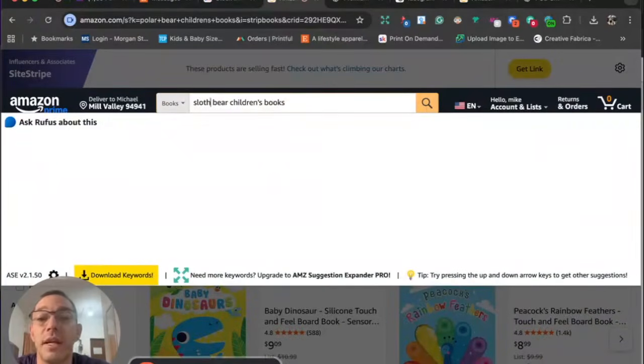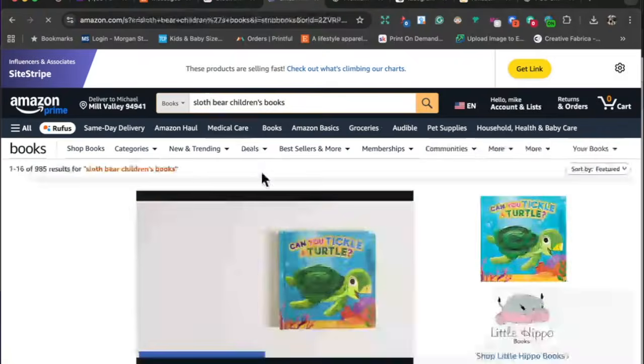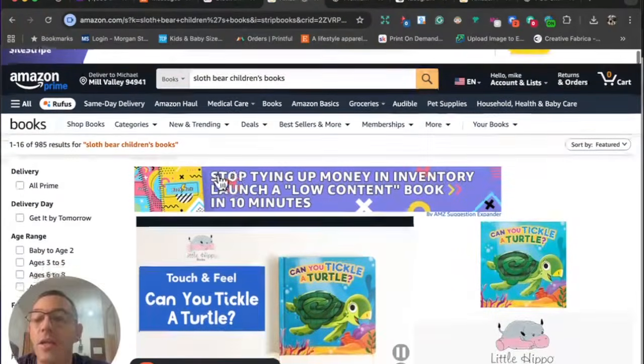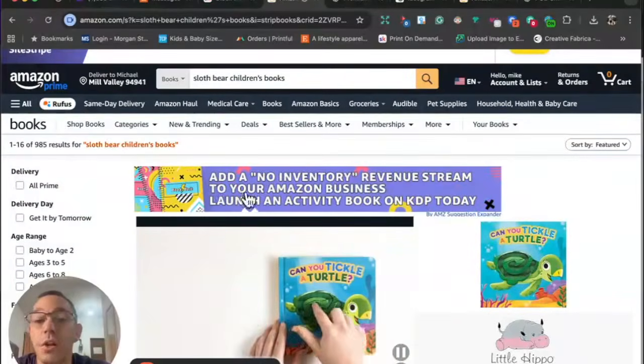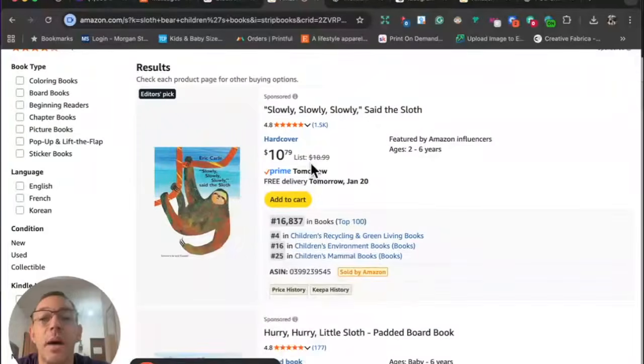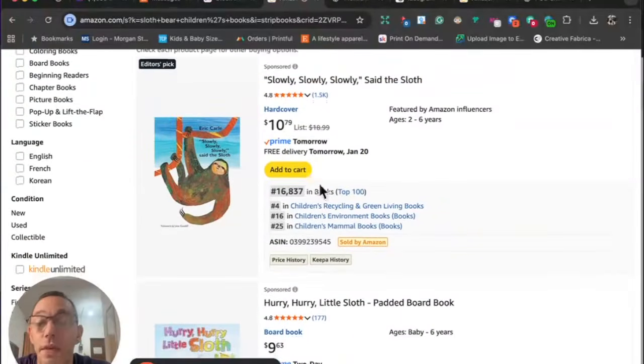Sloth bear, I think, is that one that has claws. So if we go Sloth Bear, we're going to see 985. So bam, right away, we got a niche that is low in competition, under 1,000 results. So that first check mark is off. Now we just want to see if there are books that are selling.